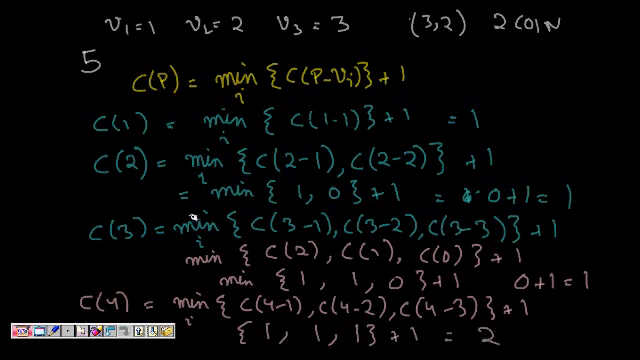So 4 I can make in a minimum of 2 coins, and we see that 3 and 1 we can use, or 2 and 2 we can use, but we cannot get lesser than this. 1, 1, 1, 1 will also make it 4. So C of 4 is also okay. Now we will look for C of 5.